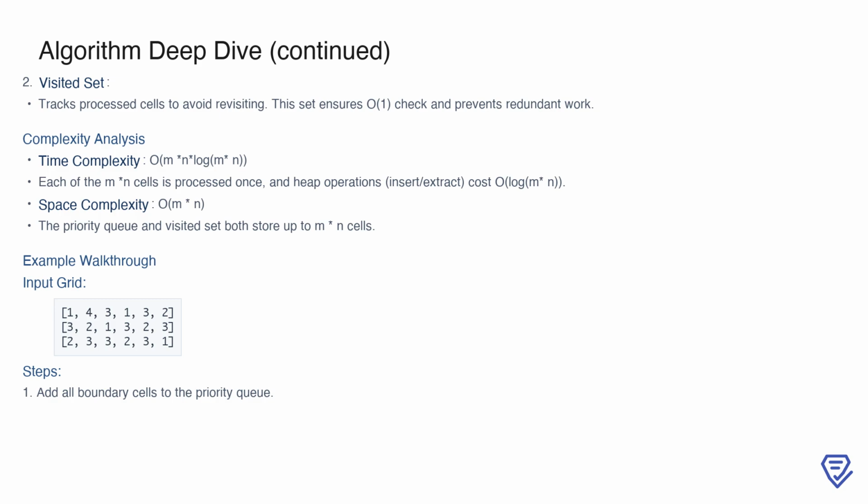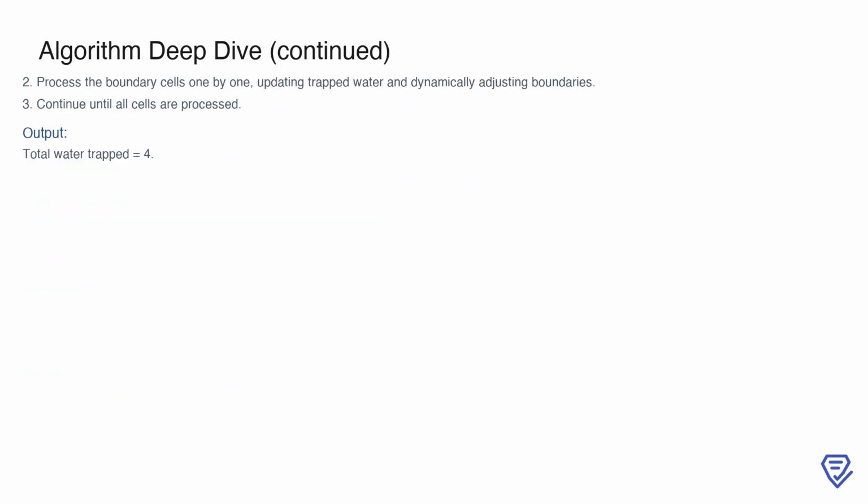Finally, we'll walk through an example to solidify our understanding. Consider the input grid 1, 4, 3, 1, 3, 2, 3, 2, 1, 3, 2, 3, 2, 3, 3, 2, 3, 1. First, all boundary cells are added to the priority queue. These cells define the initial trapping potential.